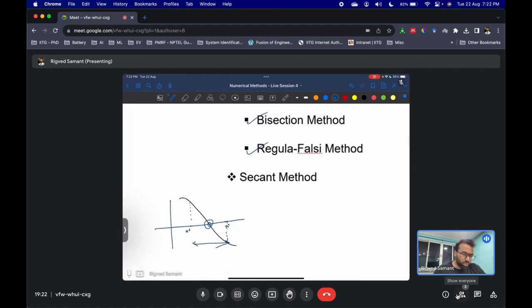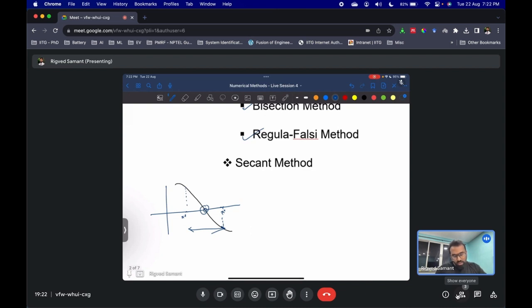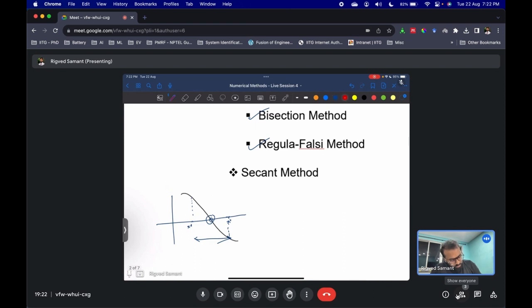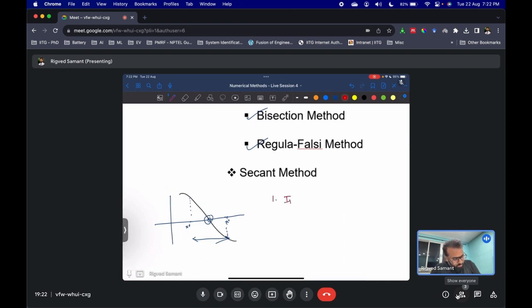And how to solve this, we'll see from the numerical. Even the Regula-Falsi method is a bracketing method, so they differ in the situation. To solve a nonlinear equation, there are basically three things you have to do. First, you should have some initial guess.